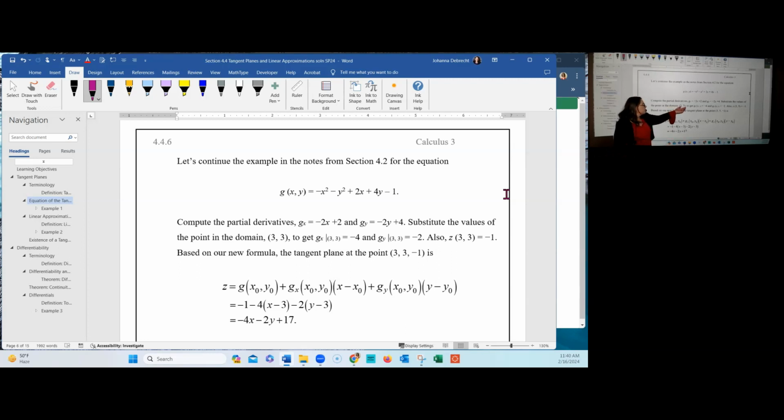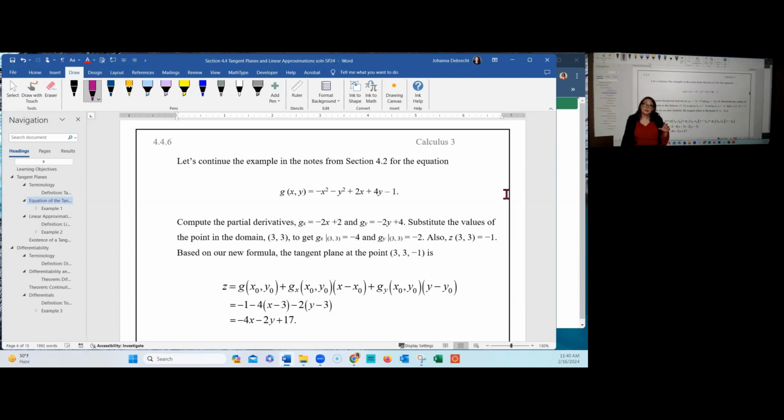So we're picking the point from the domain, from the xy plane, which we always visualize as our floor, being 3, 3. We evaluate the partial derivatives at that point to get that the first partial with respect to x is negative 4, and the first partial with respect to y is negative 2.